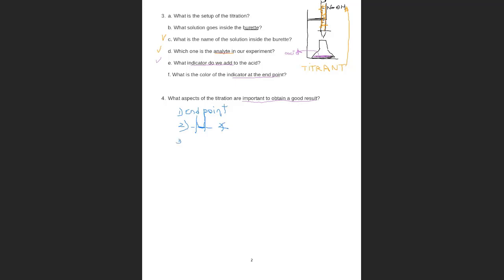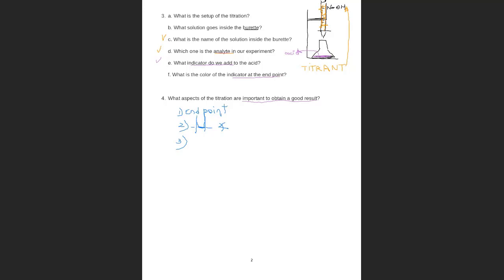What else is important in a titration? That when we fill the burette with our titrant or our base, we check that there are no bubbles in the burette before we start. Because if there are bubbles, we are going to record a volume that is the volume of the air or the bubbles plus the volume of the base. So we want to make sure there are no bubbles.